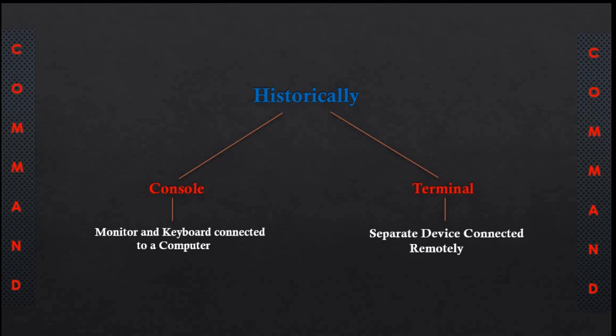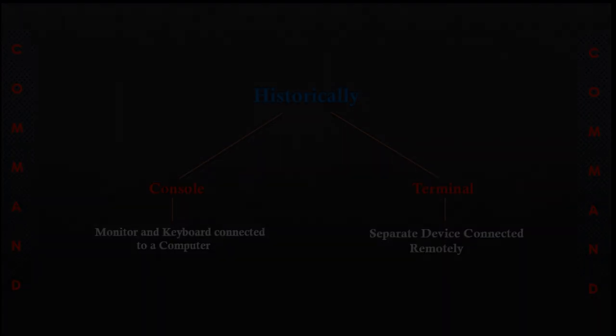A terminal was originally a device used to connect to a larger system remotely, kind of like a station where a user could log in and do work on a mainframe or server. But in modern Linux, the meaning has shifted. Today, when people say terminal, they're usually talking about the software window where you type commands, not a physical device. That's why you often hear the terms console and terminal used interchangeably, even though they started out meaning different things.